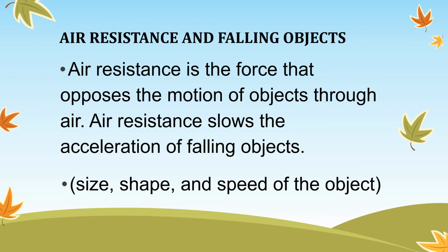Between the ball and the feather, what is the shape of the ball? It's round, it's a circle, right? That's why it's faster for the ball to fall to the ground. While the feather is flat, it's light, and that's why it takes time for it to go to the ground.